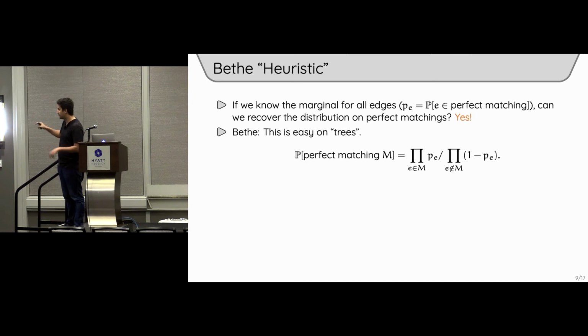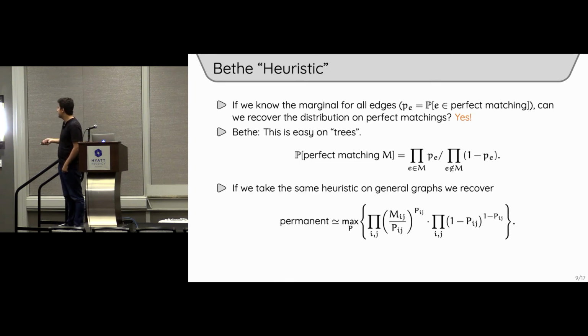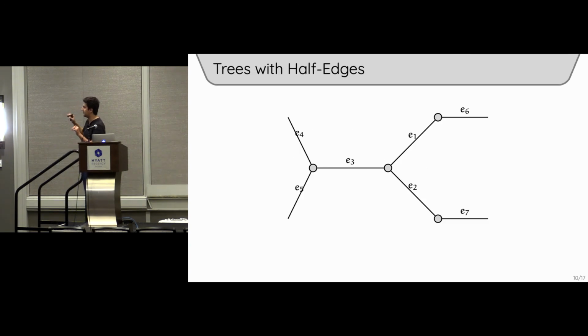Okay? So I put quotes around the trees because you'll see in a second. Now this is a true statement for trees, but not true for general graphs. But nevertheless, Bethe heuristic says, assume that even for general graphs, the formula holds. The probability of every perfect matching is exactly given by this. Then the relative entropy statement I had on the previous slide becomes the max entropy, the concave program that computes the Bethe approximation.